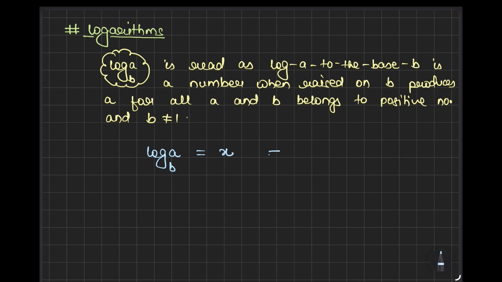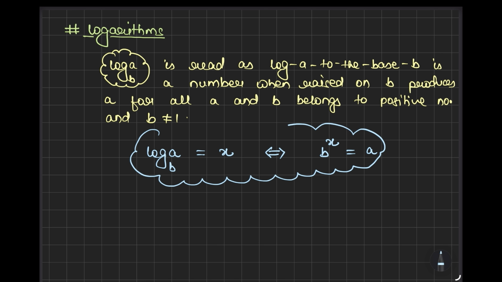Okay, now try to understand the meaning of these statements. So log a to the base b is a number which, when raised on b, means when we raise this number on b, we will get a. Okay, so these two pieces of information are the same thing. I hope you are clear. Okay, now try to understand.